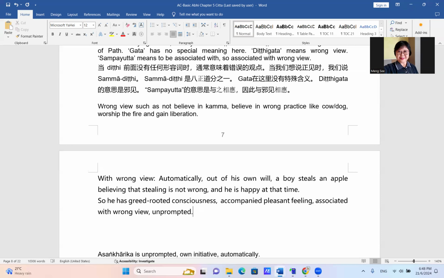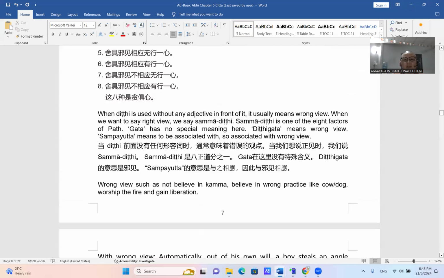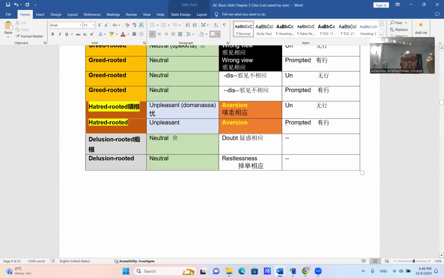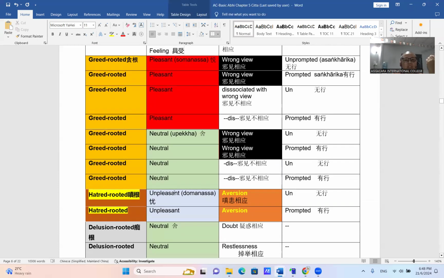But then the eating part, how can eating be wrong view? Eating cannot be wrong view. When you eat something, you just have greed, so it's already dissociated from wrong view. You just eat because you like it, unless you have the wrong view that eating will purify your mind.